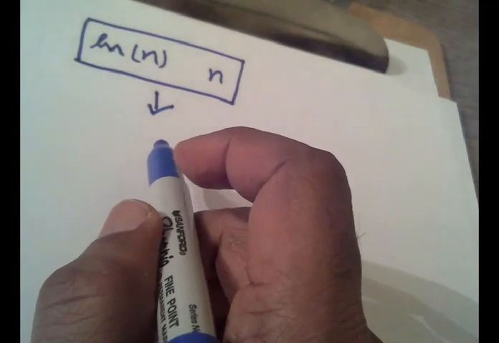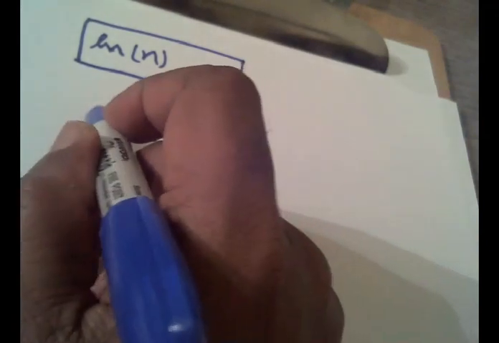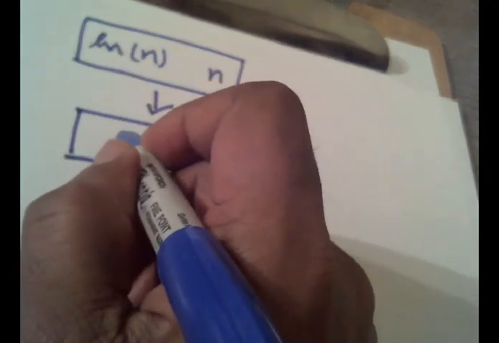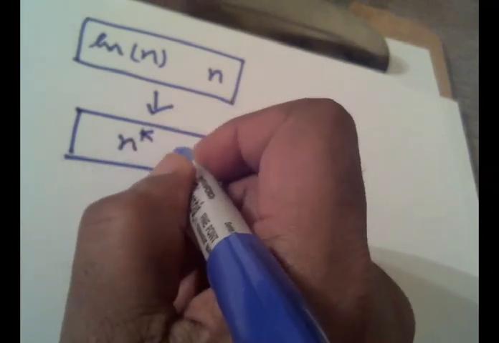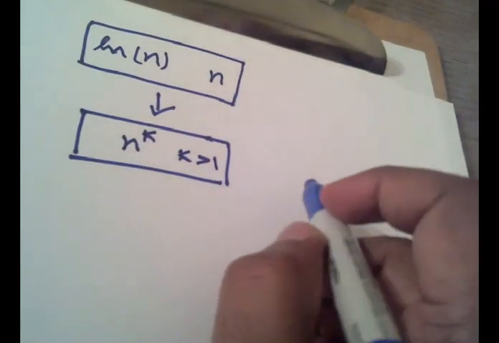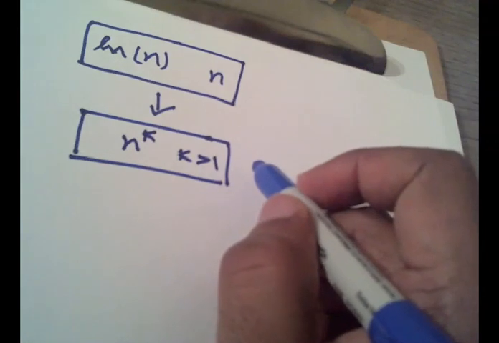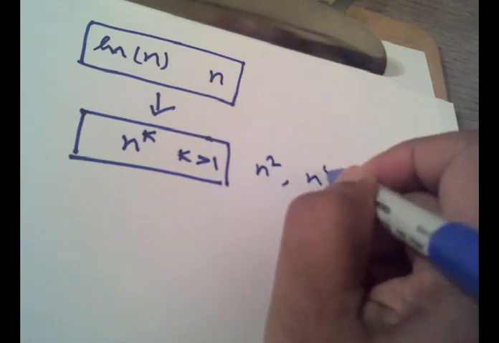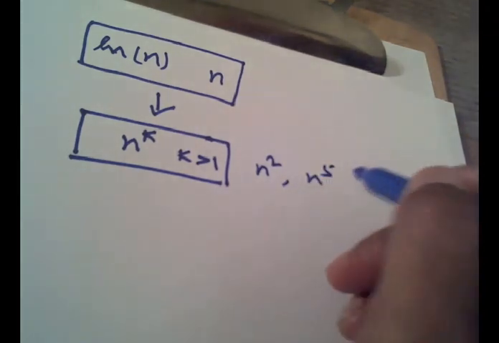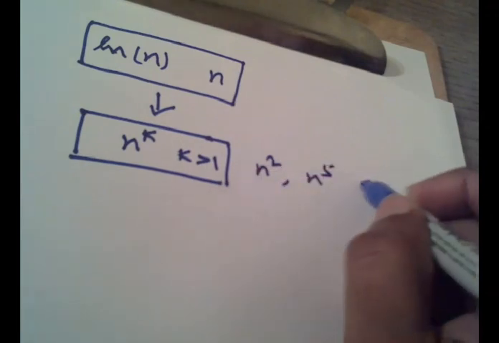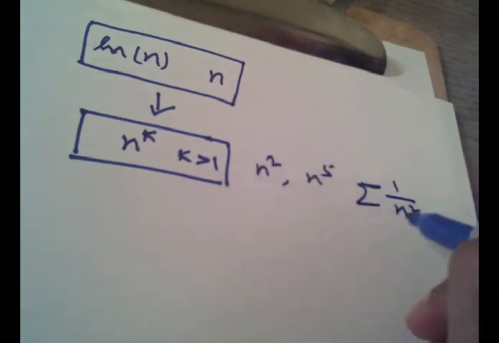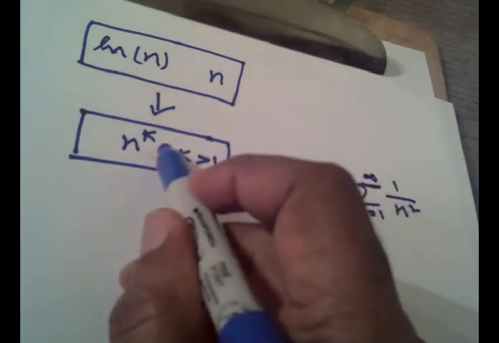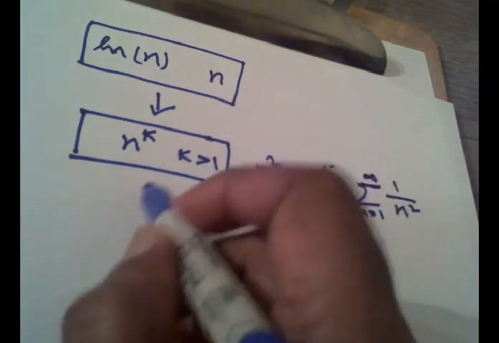Now we have n to the power of k, where k is greater than 1. So this grows pretty fast. So that is things like n square or n to the power of 5. If you have a series, for example, sigma 1 over n square, that would converge, because n to the power of k, when k is greater than 1, grows pretty fast.